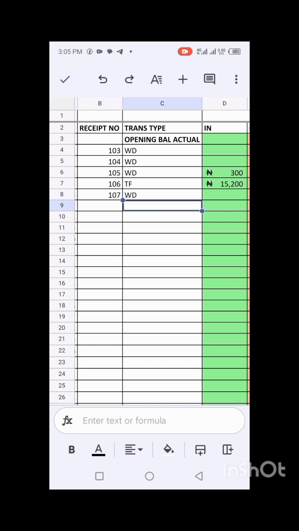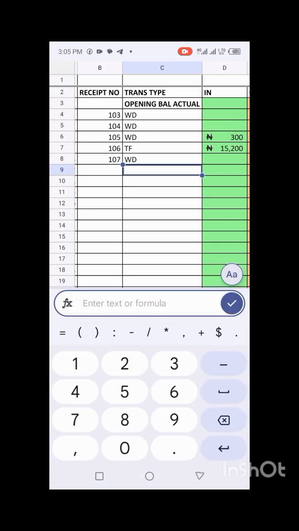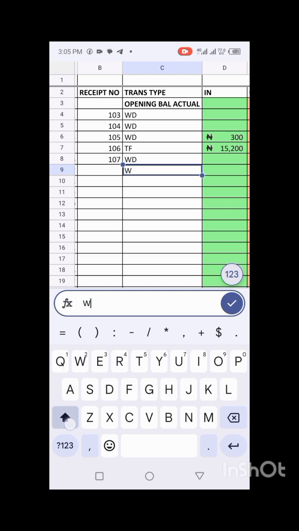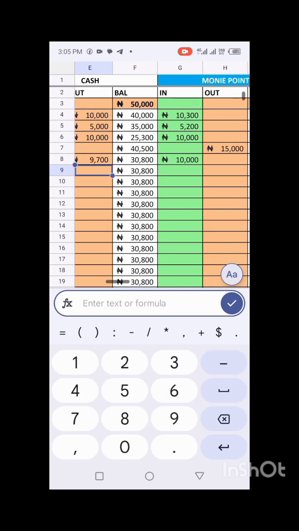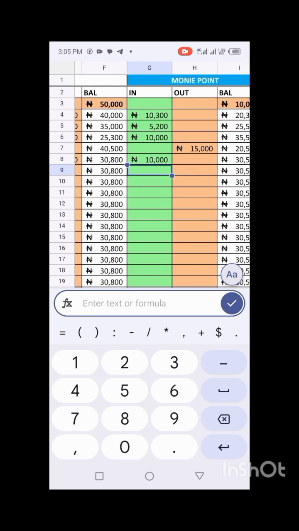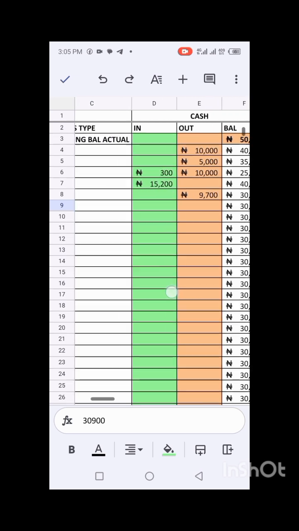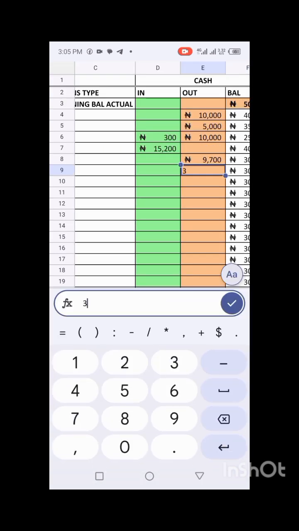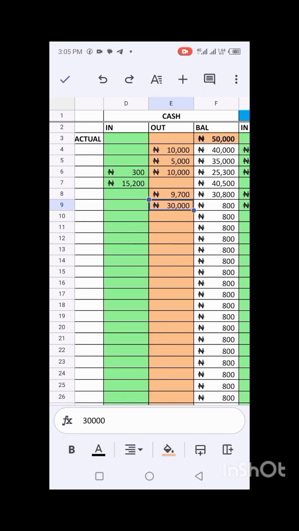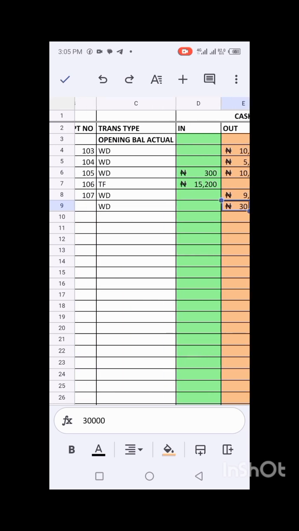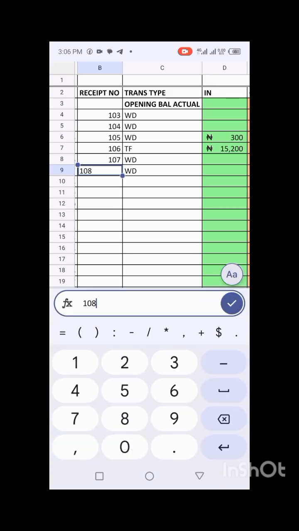Next transaction, the customer wants to withdraw the sum of 30,000 naira as cash. All right, he gives you his debit card and you process it. Let's say you agree to charge him 900 naira. Both of you reached the agreement that your service charge is 900. So you'll be processing 30,900 naira. That's what will enter your money point account, and the cash payable to the customer will be 30,000 naira. Now at this point, your cash balance has reduced to 800 naira, and we can call this transaction number 108.